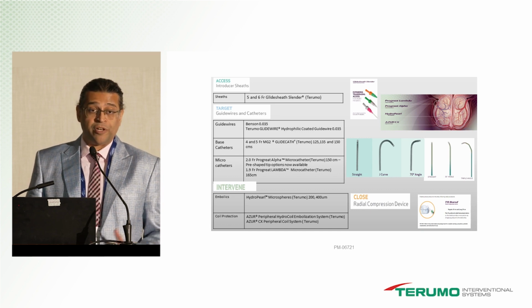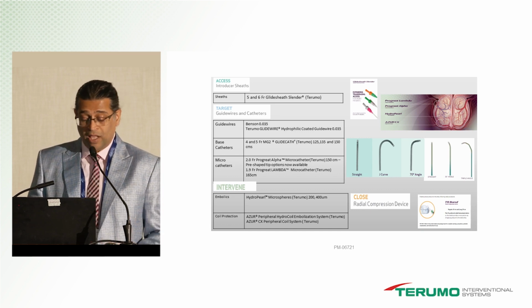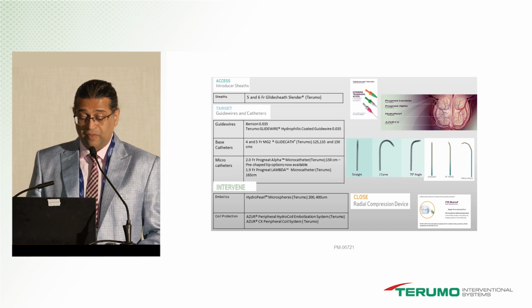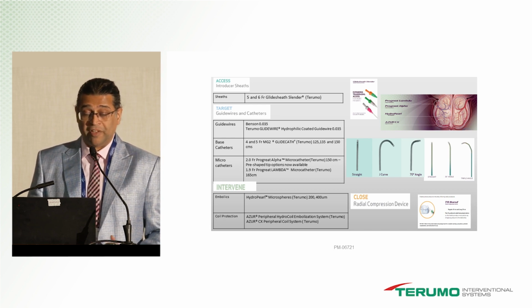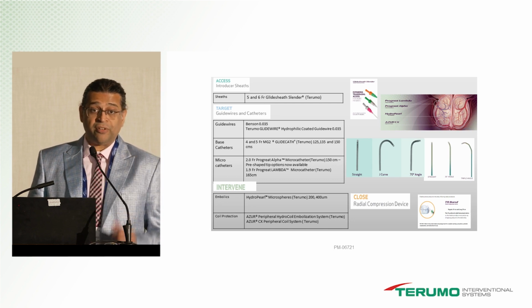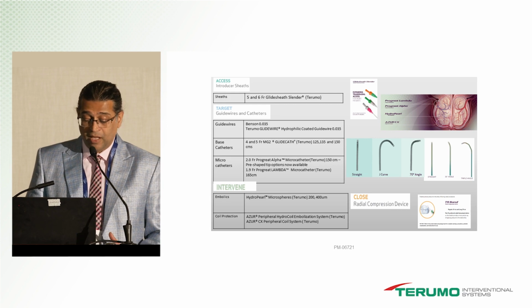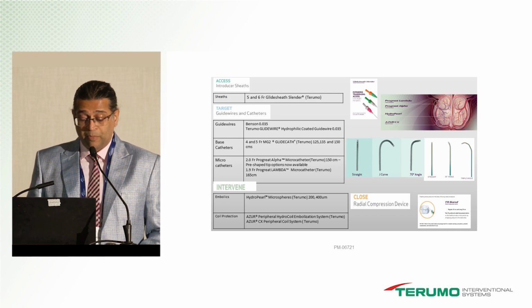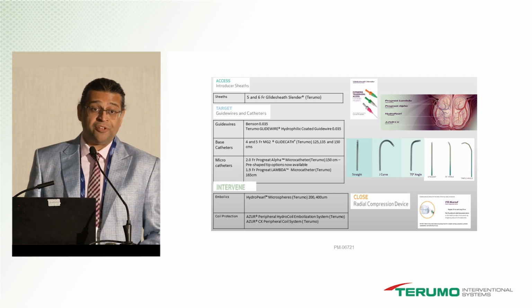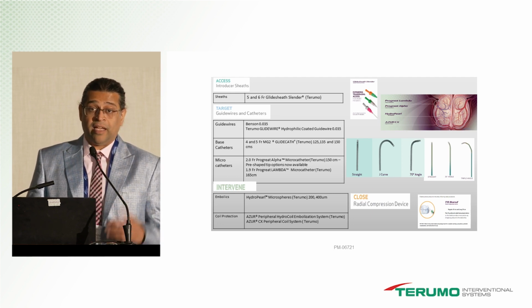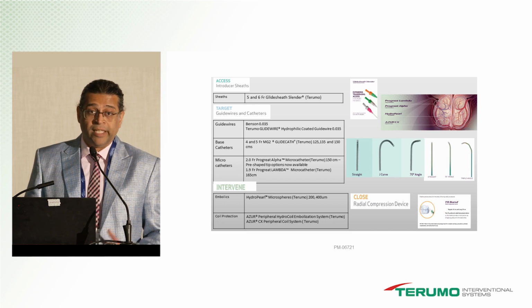In terms of microcatheters, we do have 2 French microcatheters that come in different shapes now. The 2.0 ProGrade Alpha has been my go-to for so many years. You have 150 centimeters, and you've got shapes now that are very useful for PAE because there's an acute angulation sometimes. You may not need it for UFE, but for PAE, these are very useful. There's also the 1.9 French ProGrade Lambda, which is now 165 centimeters. So now you can use it with a 150 base catheter and a 165 microcatheter.